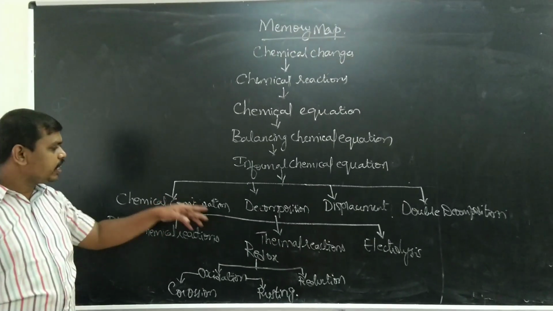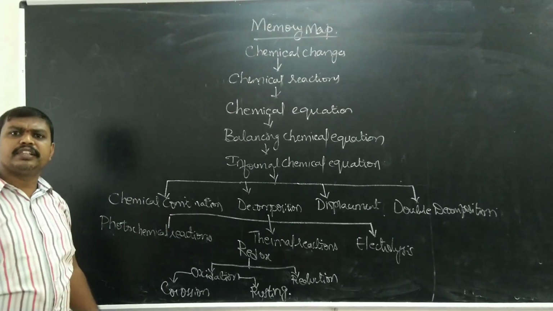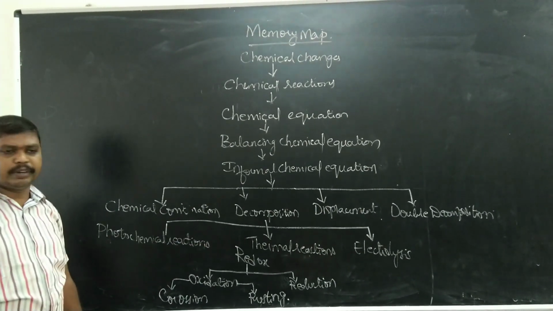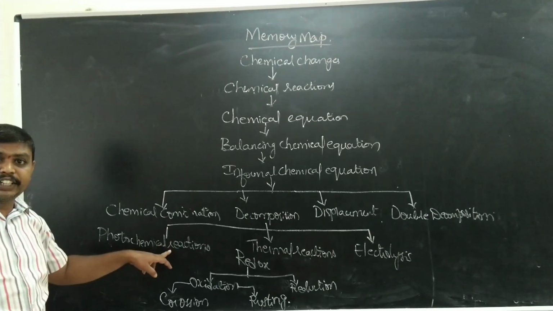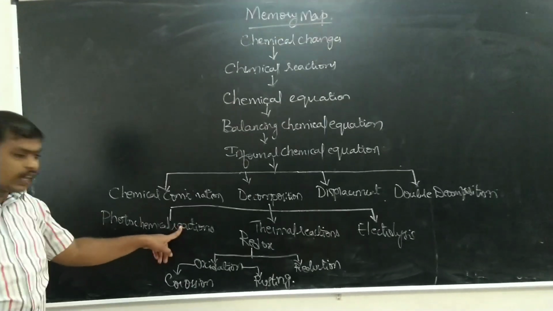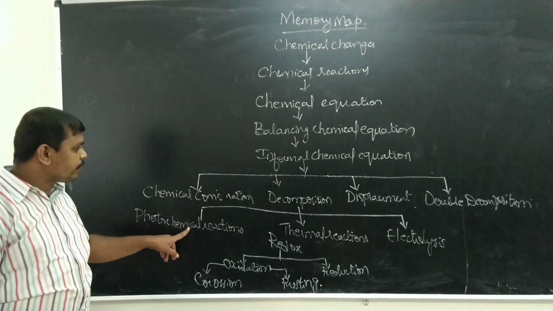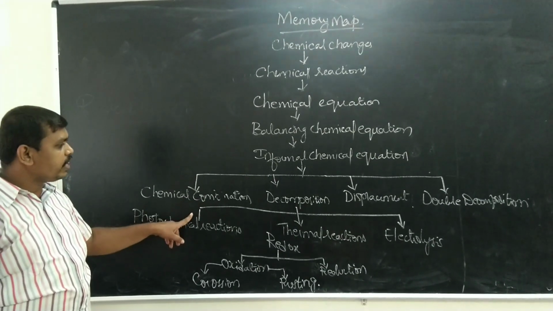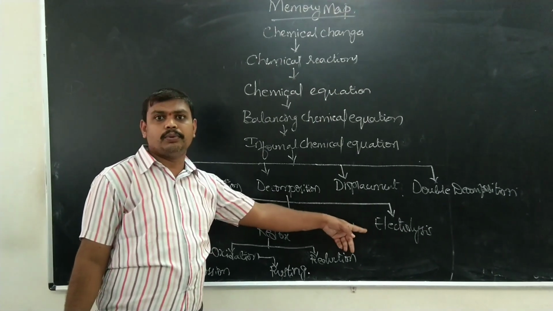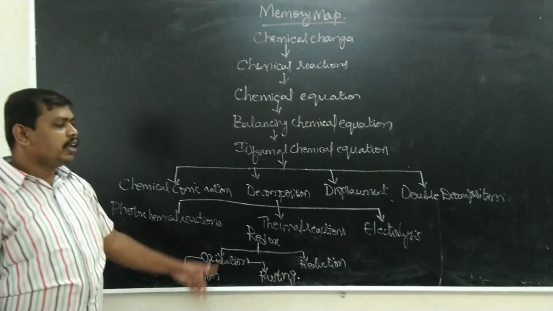The next one, under decomposition, thermal reactions are formed. What are thermal reactions? The reactions which take place in the presence of heat are termed thermal reactions. And the photochemical reaction, the reaction which takes place in the presence of light, is termed a photochemical reaction. From there we get electrolysis. What is electrolysis? Breaking down of water molecules is termed electrolysis.